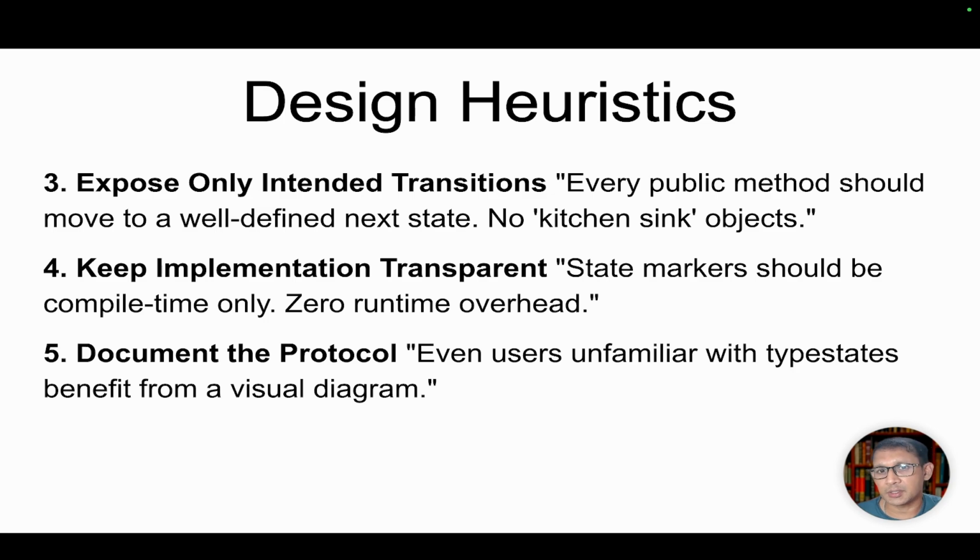Document error recovery strategies. Type-safe protocols prevent many errors, but they can't prevent network failures, disk full conditions, or permission problems. Explain how users should handle these external failures and whether the protocol objects themselves remain usable afterwards. Include performance guidelines. Some state transitions might be expensive, some states might hold resources, some operations might block. Users need this information to design efficient systems, and the type system alone can't provide it.